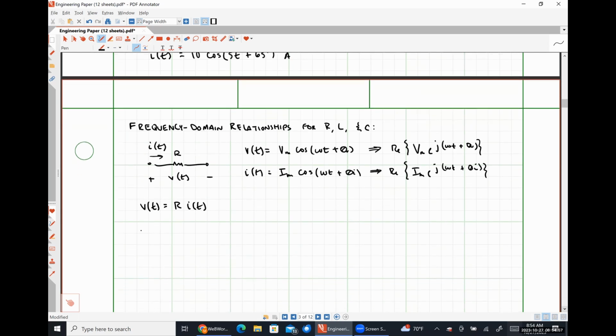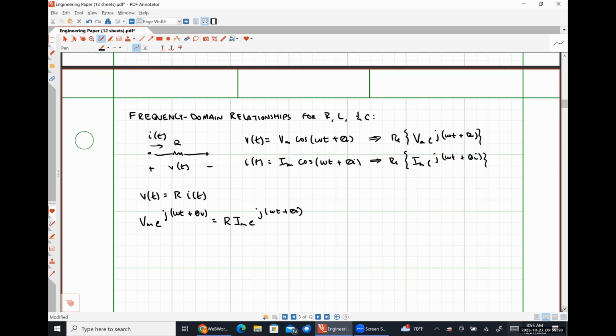So that means I'm going to have Vm e to the j omega t plus theta v is equal to R times Im e to the j omega t plus theta I. Okay. This next step, I'm only going to do explicitly this one time because we're going to do it so much that it's going to get annoying. I'm going to split these exponentials up.